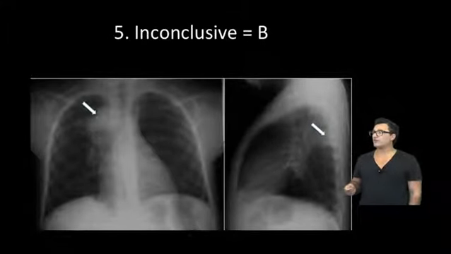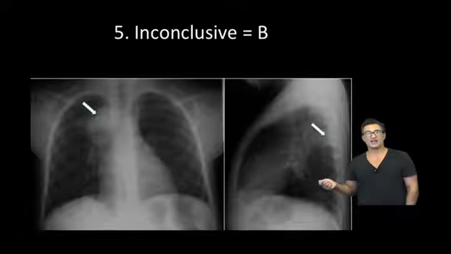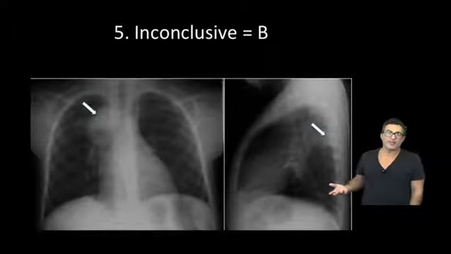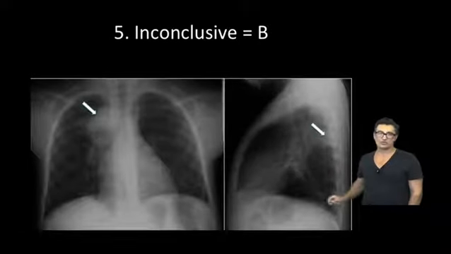Now, I'd be very happy if you called it inconclusive, but if you did call it possible TB or probable TB, I'd be very happy with that. The real answer is inconclusive, B.